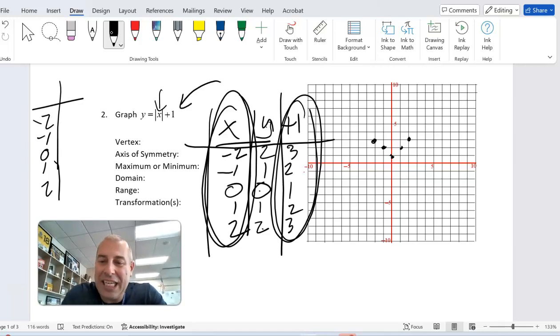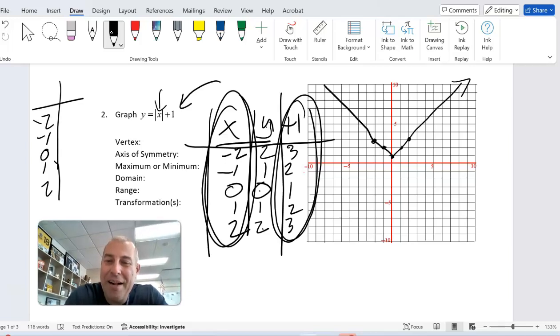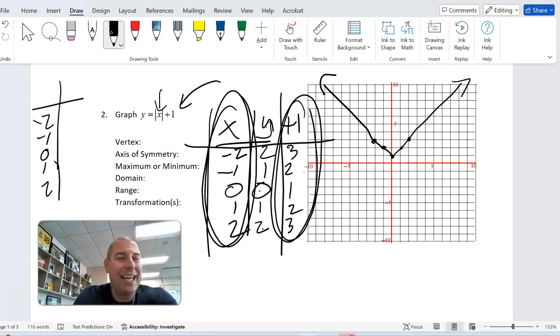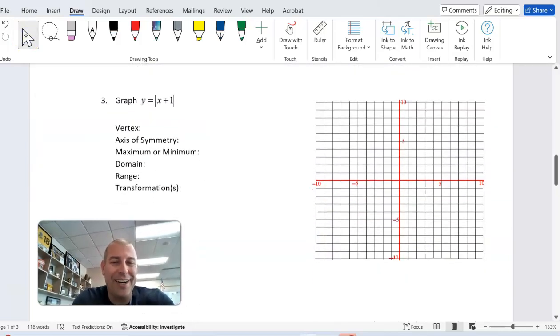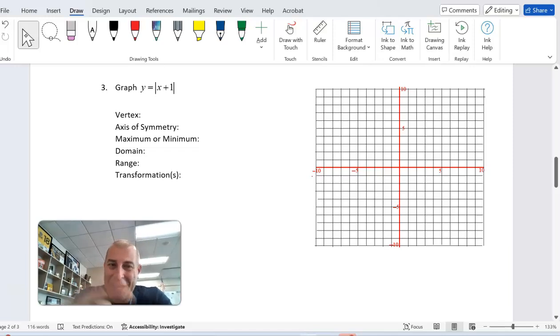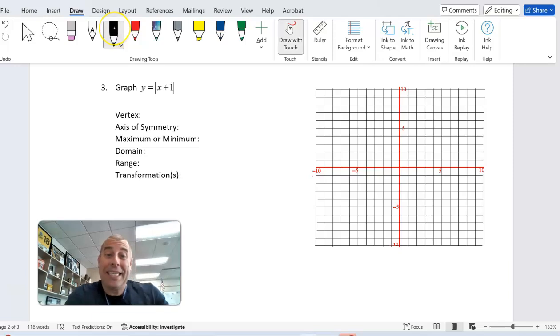So what you can see here is we have the exact same graph, that V shape, but it's been moved up 1. That's it. So let's look a little bit more here. Looking at problem 3, can you get an idea what's going to happen here? Yeah, we're inside, we're going to do the opposite. So it's a +1, but we're actually going to move it to the left 1.